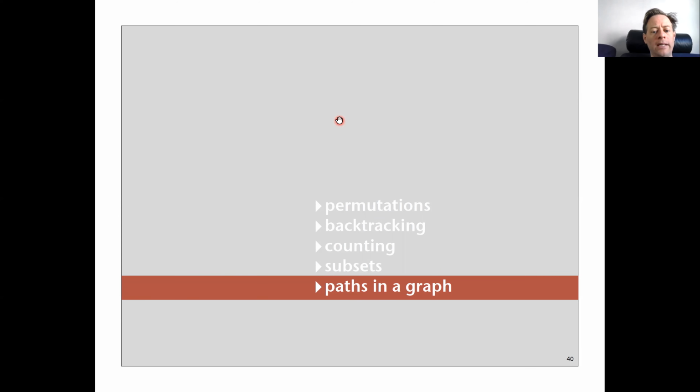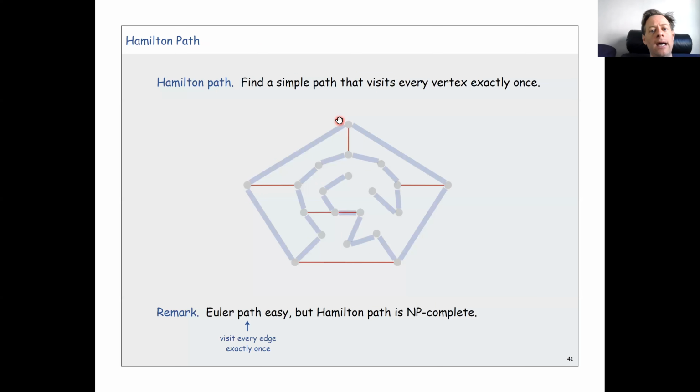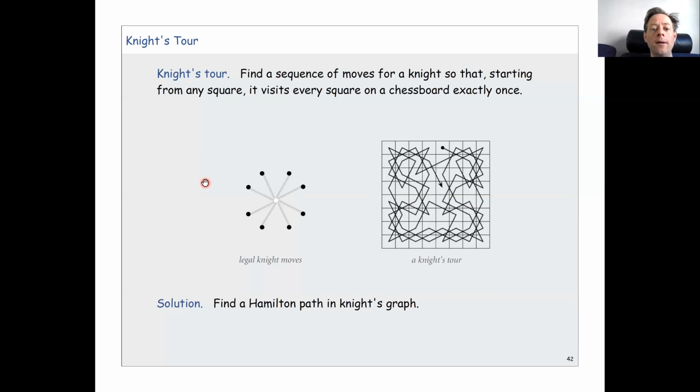Finally, we will look at paths in graphs. We have previously talked about the Euler paths, that these are relatively easy to generate. But if we instead want to generate a Hamiltonian path, which means that we want to find a simple path that visits every vertex exactly once, so we're only allowed to visit every vertex once, then this is a much harder problem. In fact, it's an NP-complete problem.